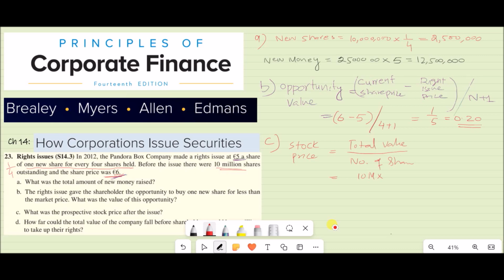and multiply them with the old share price, which was 6, plus we need the new number of shares, which were 2.5 million, and multiply them with the right issue value, that was $5, and divide it with the total number of shares, which are 10 million plus 2.5 million. So by solving all this, you can reach the stock price, which will be 5.80. So you can reconcile the answer in the previous part. Opportunity value is 0.20 and the stock price will fall to 5.80 after the new issue.